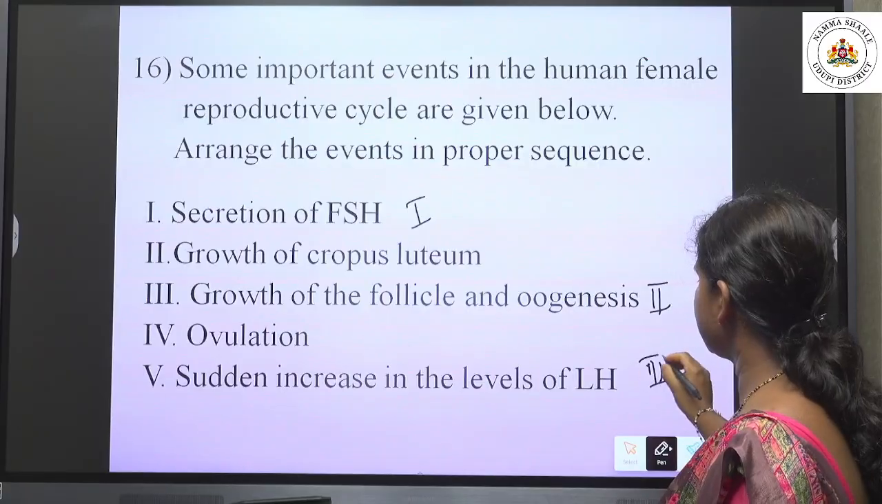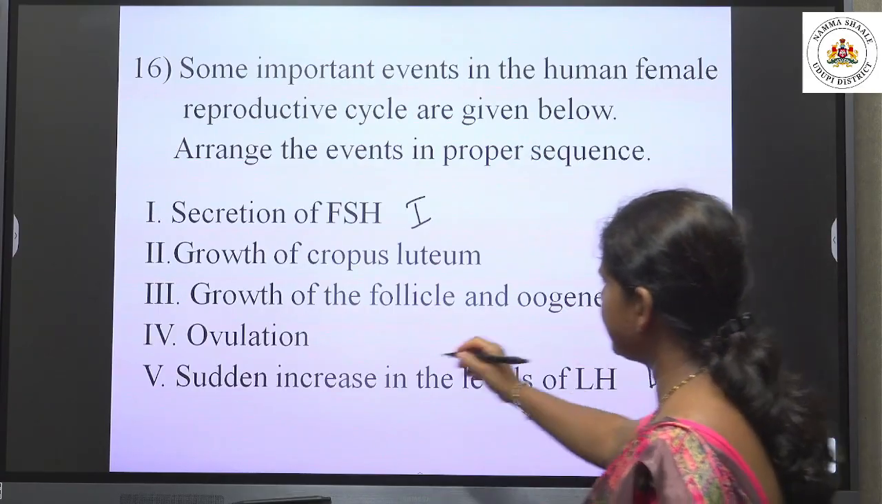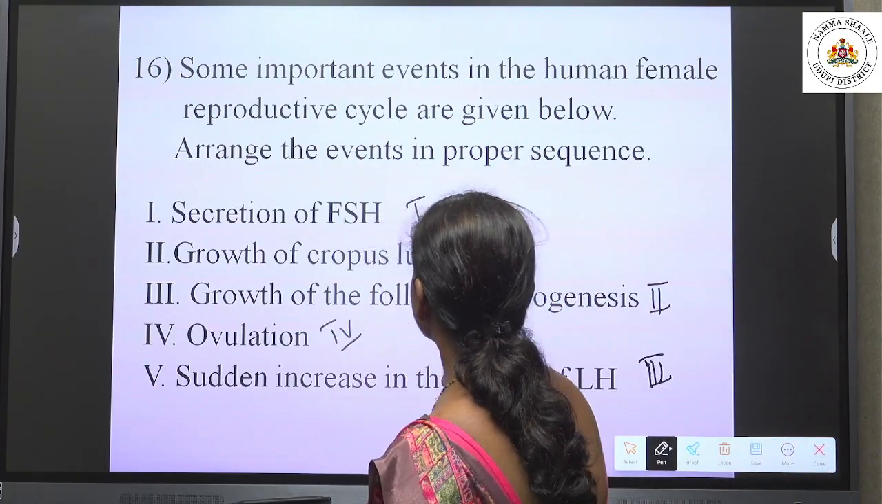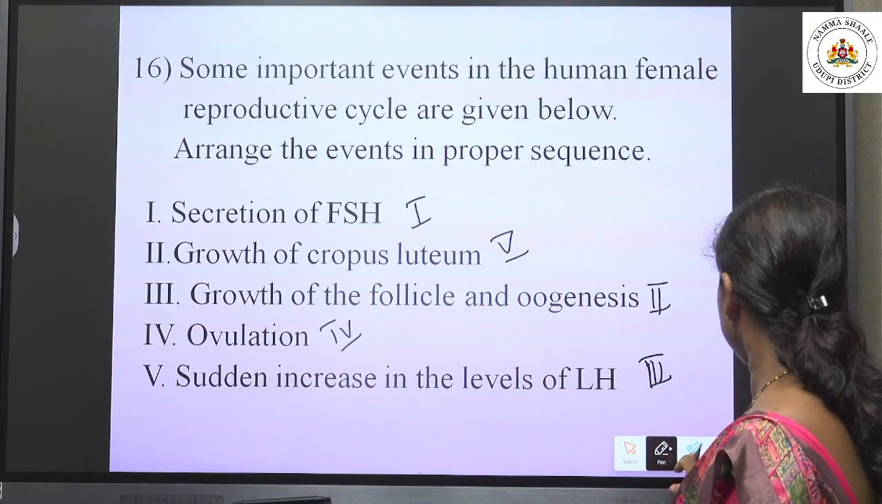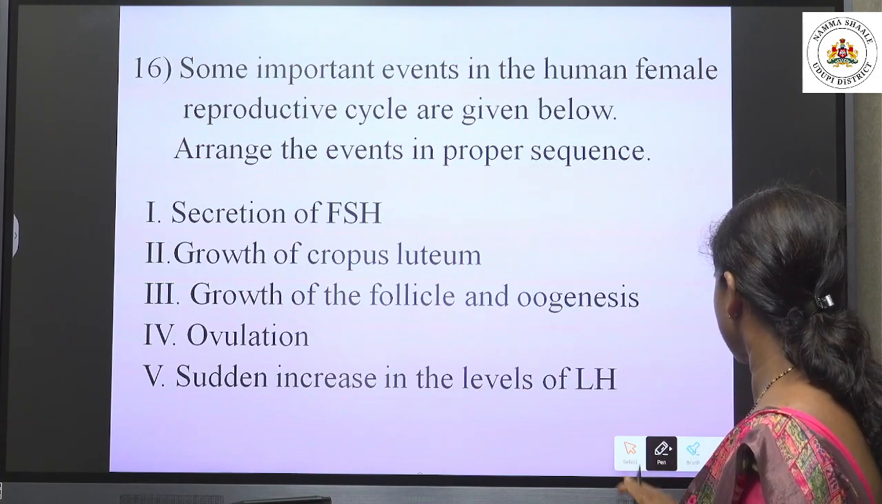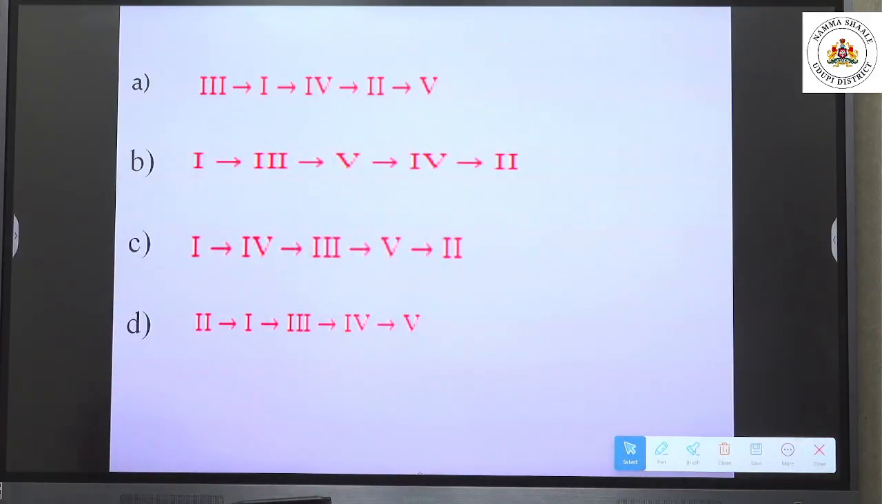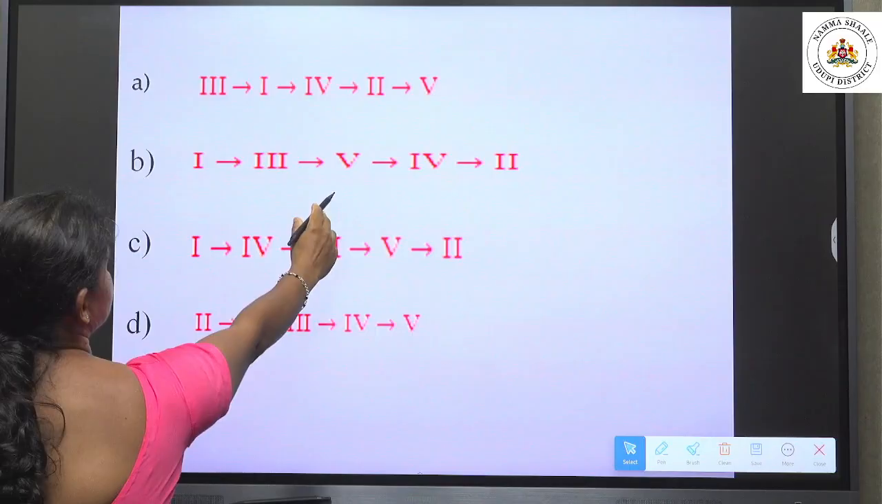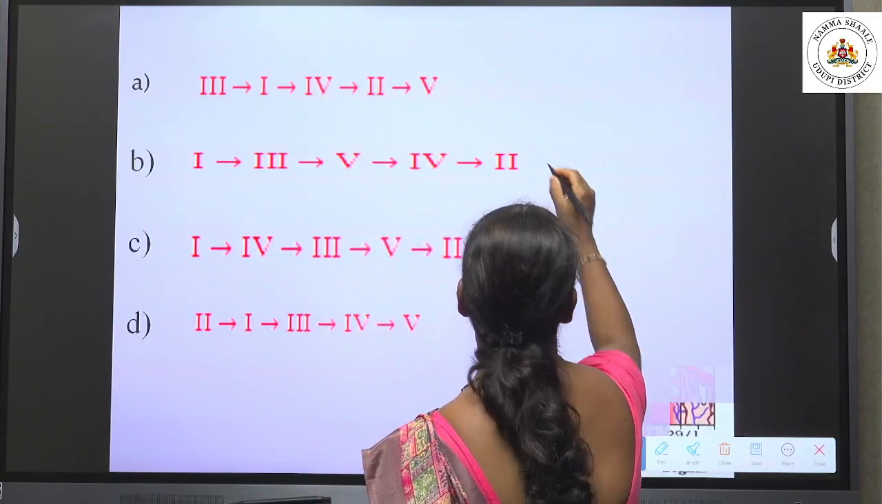and the third one is the sudden increase in the level of LH, and that leads into ovulation and then growth of the corpus luteum. So in this, option B is correct, that is the first, third, fifth, fourth and the second. So the answer is B.